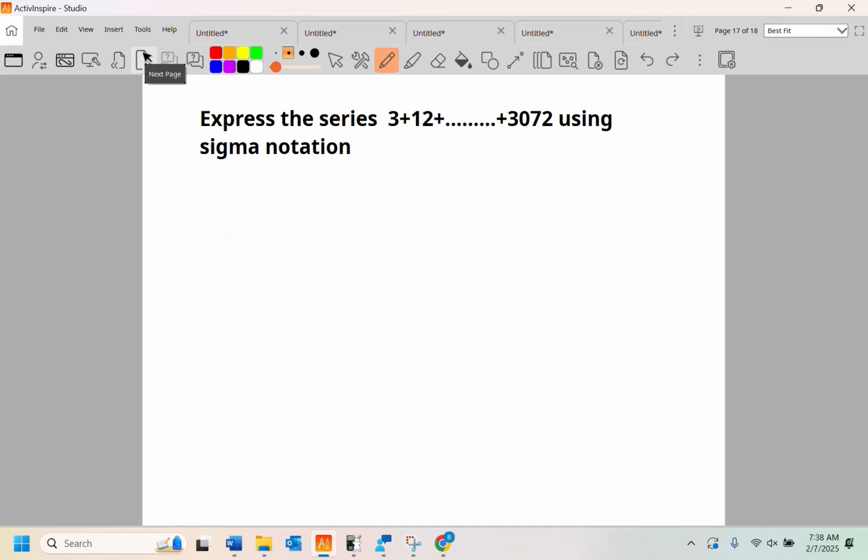Express the series 3 plus 12 plus ... 3072 using sigma notation. All right. And the question mark is, where does it stop? The series is easy. The ratio is 4. The first term is 3. So the sequence itself is 3 times 4 to the n minus 1. The question is, where does it stop?